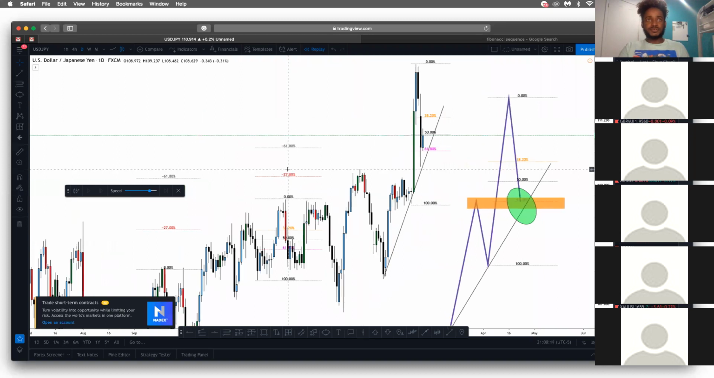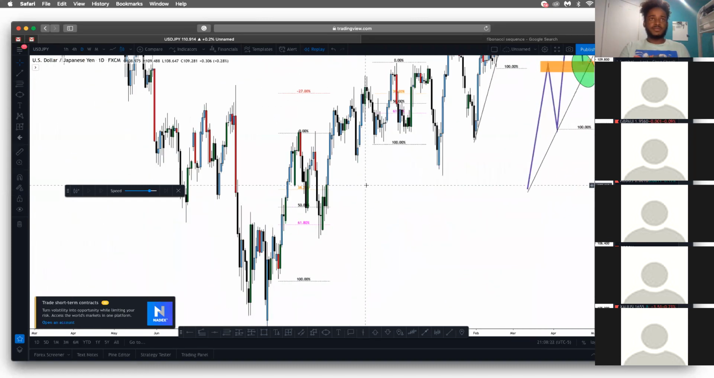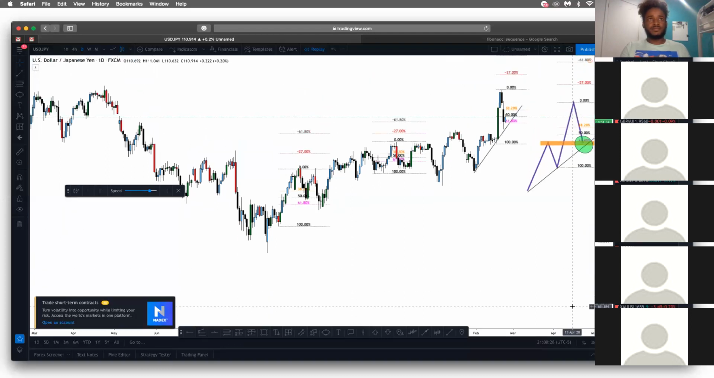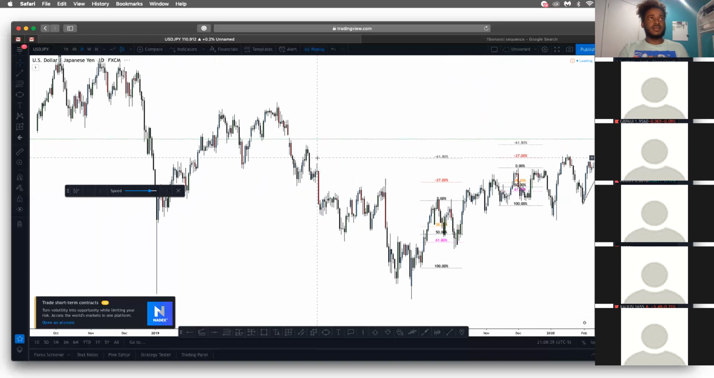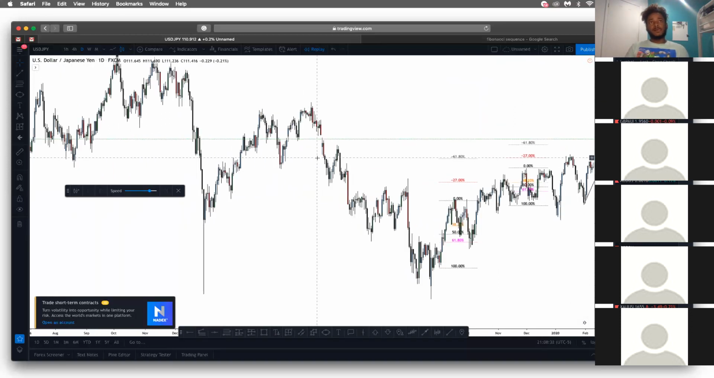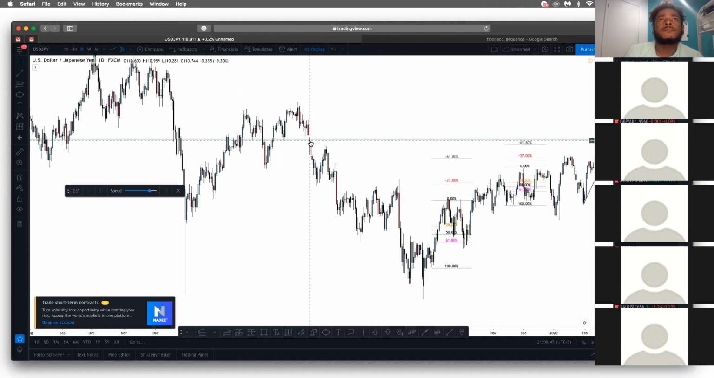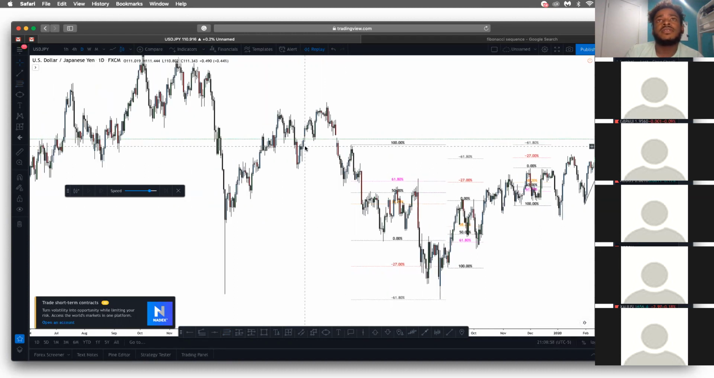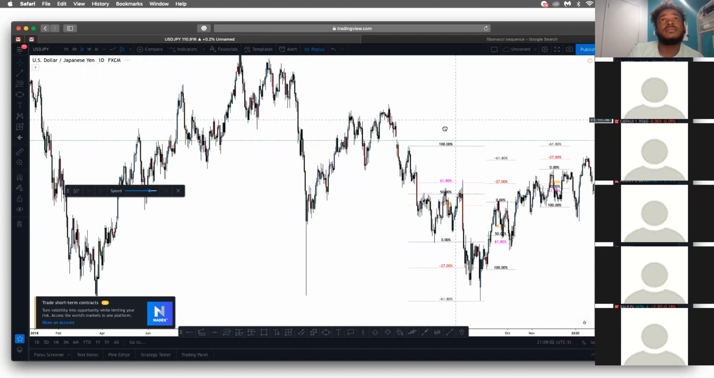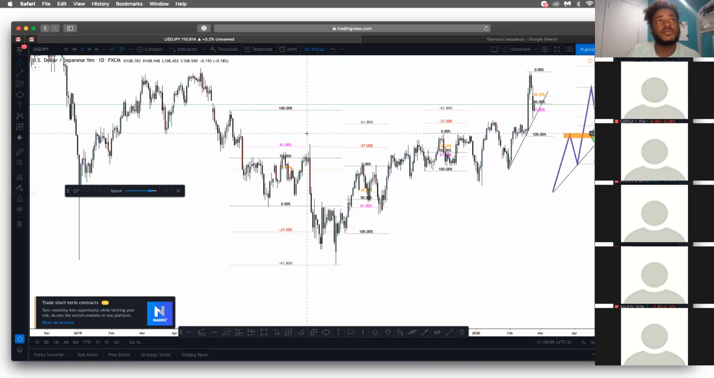Now, I'm pretty sure I could find an example. Let me see if we could find an example of that exact scenario, right? So let's take this Fibonacci level right here. And okay, we did not have the trend line. No, we did not have the trend line for this one, right?